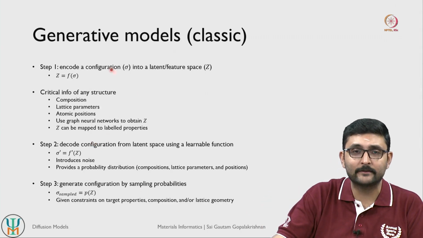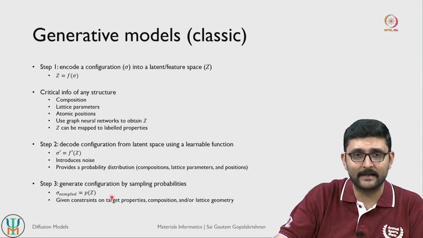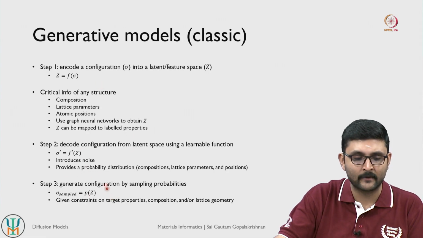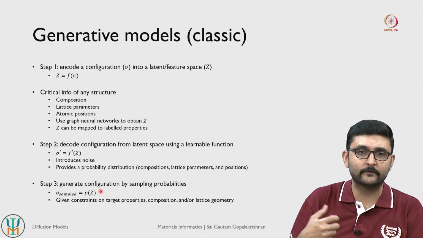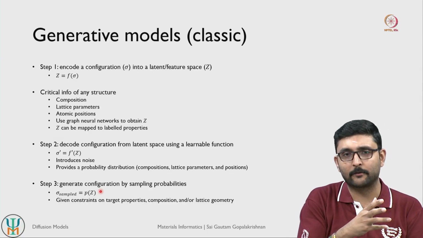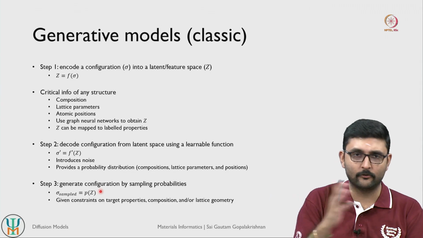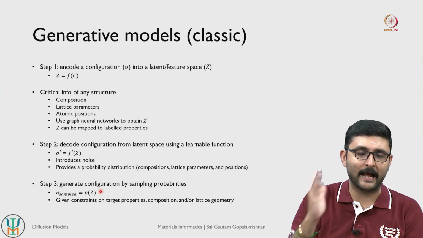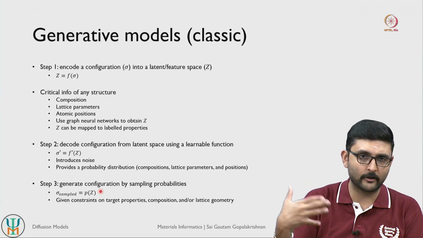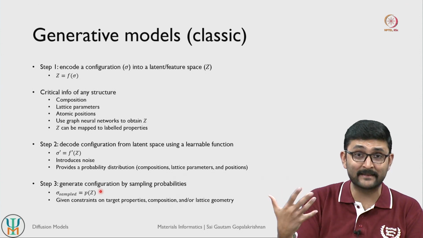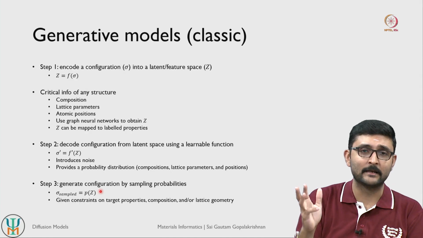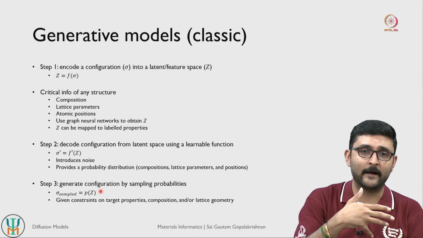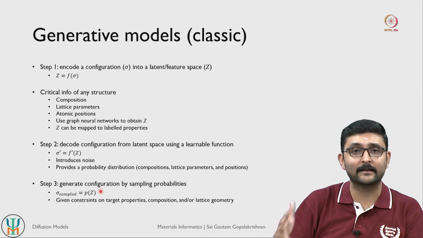Okay, so once you build a model that can encode and decode configurations, then the last step is basically using this model for a generative purpose. So let us say you have some target properties. Because you have the mapping between your target properties and your embedding space, you figure out what the desired or target embedding space is, and once you have it, you sample a few structures that are most likely to have that target embedding.